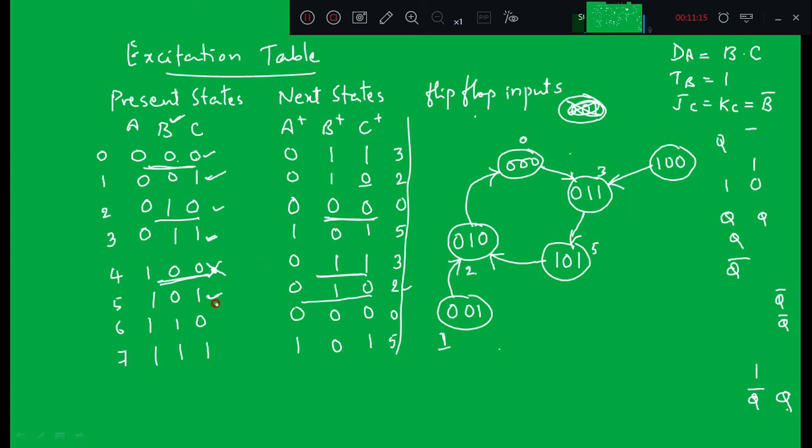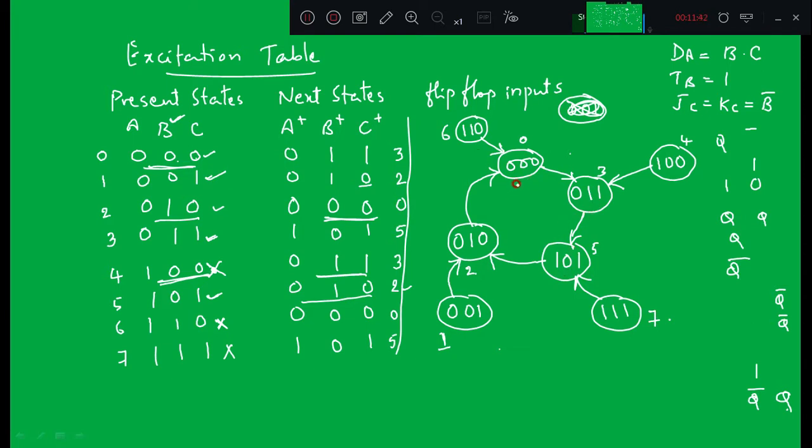Next invalid state is 6. If the present state is 6, the next state will be equal to 0. So this is 4. 7 is also an invalid state. If the present state is 7, the next state will be 5. So this will be the state diagram of the given sequential circuit.